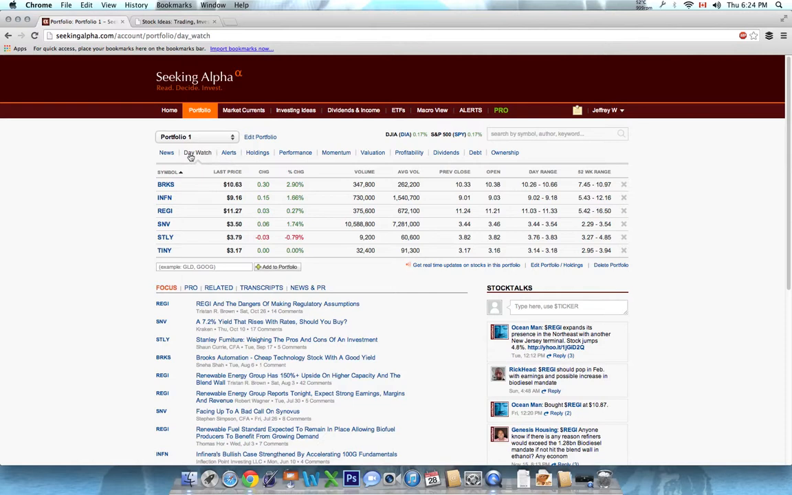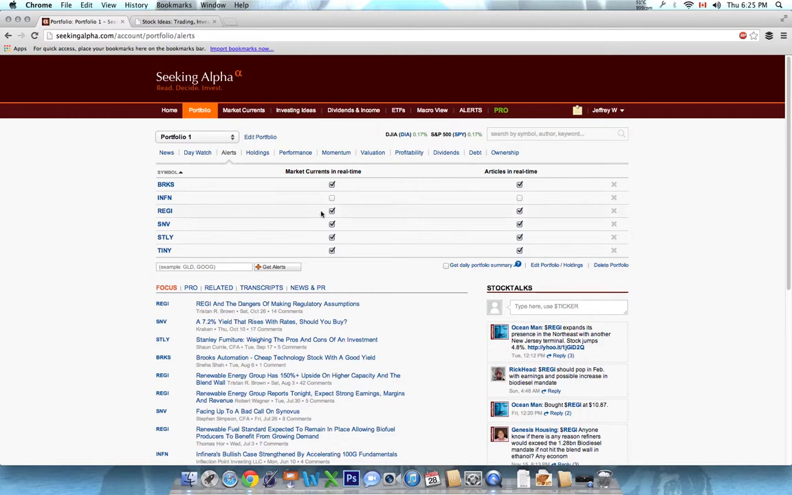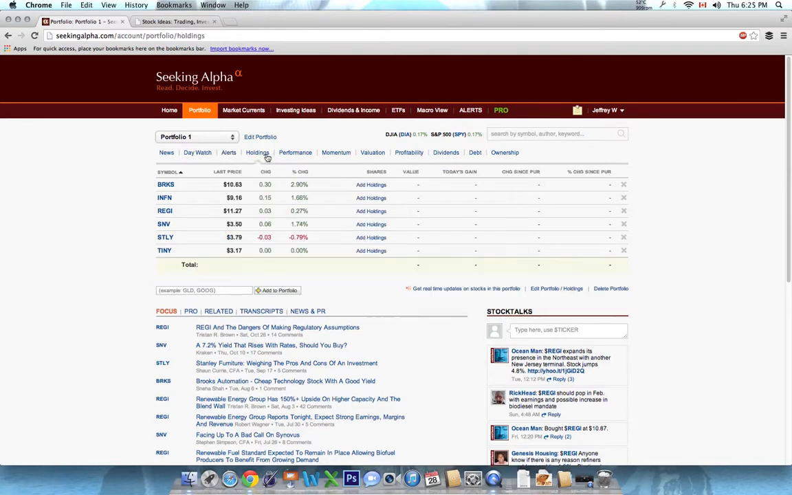Now, you'll notice that there are a number of tabs here across the top of the portfolio section, and you can see the stocks in your portfolio. I've added all these recently, so you'll see that the percentage changes are pretty low, but over time, it keeps track of your profit and loss. As well, you can make alerts, so you can be subscribed to get email news whenever anything happens about any of your stocks.